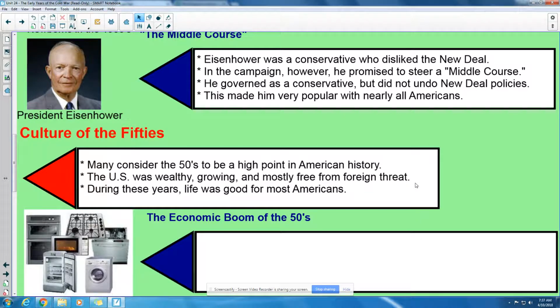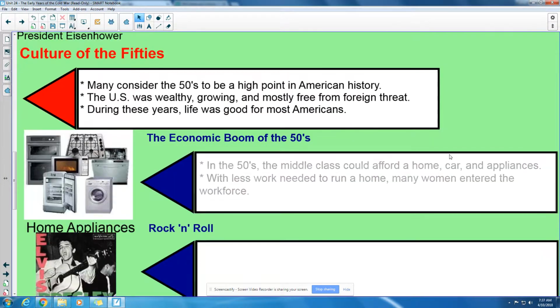We had the Korean War going on, but once that wound down, and keep in mind, the Korean War never threatened American safety. Especially once that winds down, the rest of the 1950s is relatively quiet. In those years, life was good for most Americans.